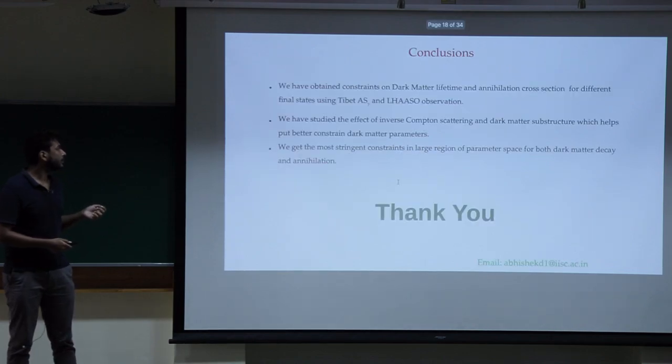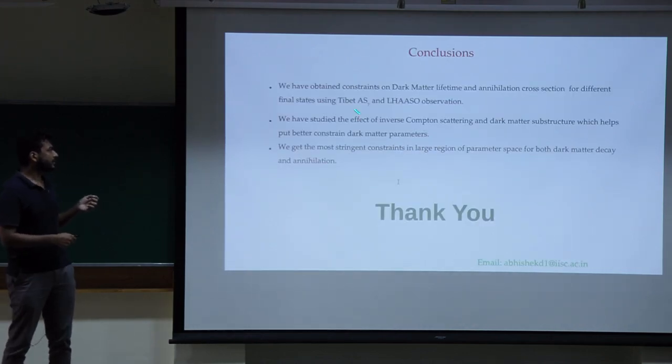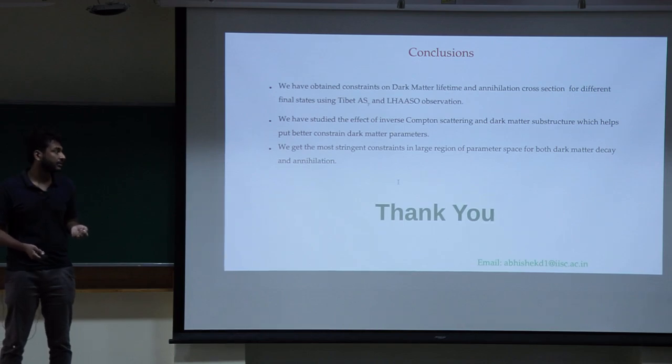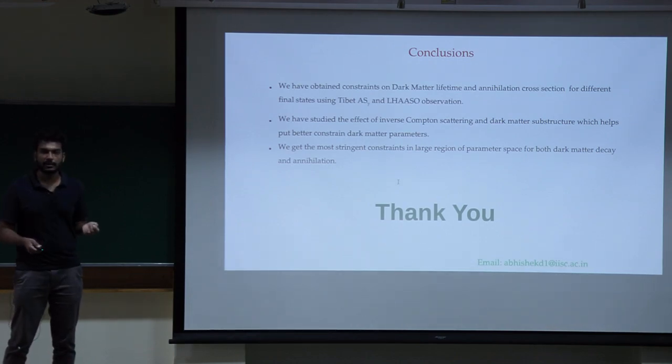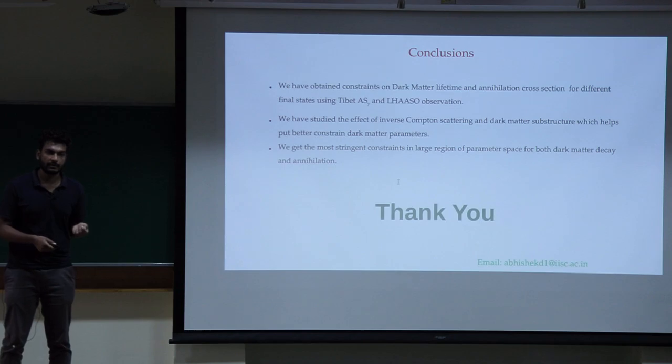Okay, so we have obtained the constraints on dark matter lifetime and annihilation cross section. We have studied the effect of inverse Compton scattering and dark matter substructure in our case, and we have found stringent constraints in a large region of parameter space for both decaying dark matter and annihilating dark matter. Thank you.